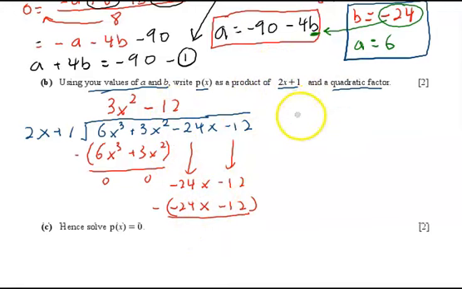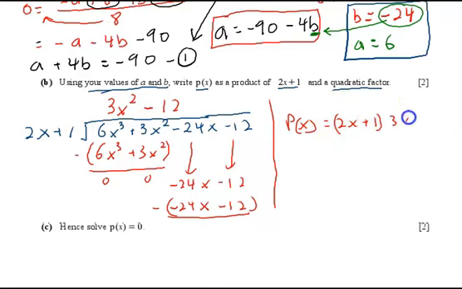Okay, so P(x) is given by 2x plus 1 and this 3x square minus 12. Okay, this is our 2 marks here.